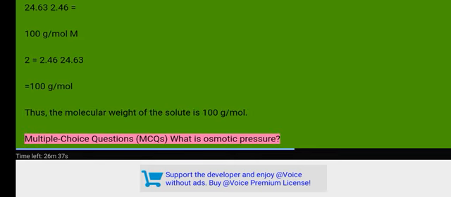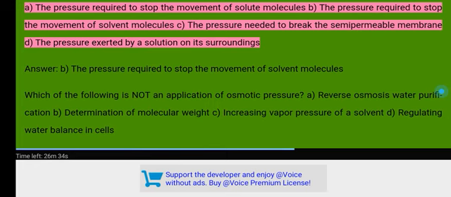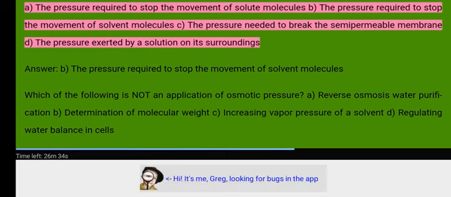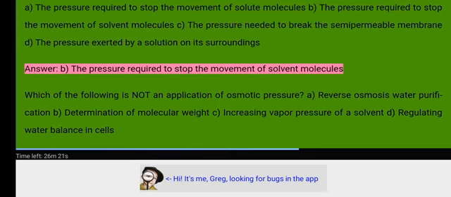Multiple choice questions. What is osmotic pressure? A. The pressure required to stop the movement of solute molecules. B. The pressure required to stop the movement of solvent molecules. C. The pressure needed to break the semipermeable membrane. D. The pressure exerted by a solution on its surroundings. Answer: B.